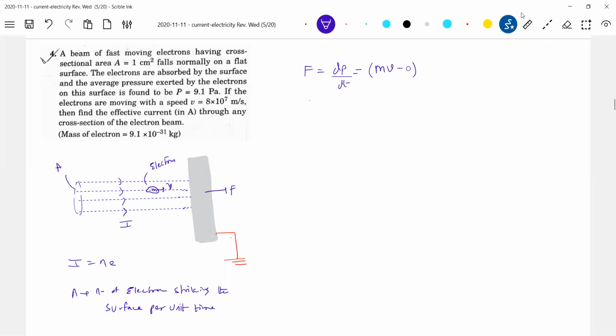If the electrons rebound with the same speed, in that case you would write 2 mv. What is the problem? If the electrons strike back, there are a lot of complications. The collision between the electrons would be elastic, and the beam would get scattered. That's why the problem is made very simple. They get absorbed, so there's a change in momentum. This is for one electron; like this, n electrons strike per second. Don't bring in t, because n is the number of electrons striking the surface per unit time. So what is the force now? mv into n.